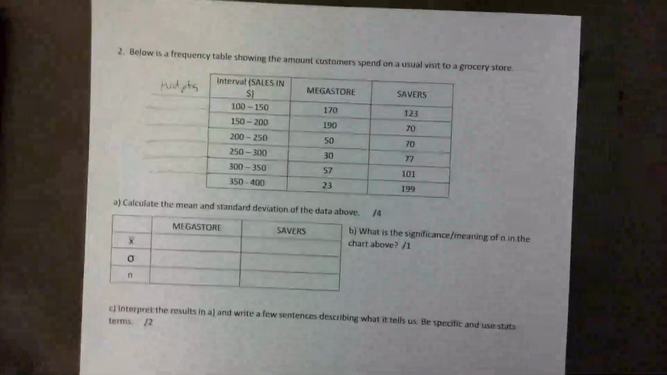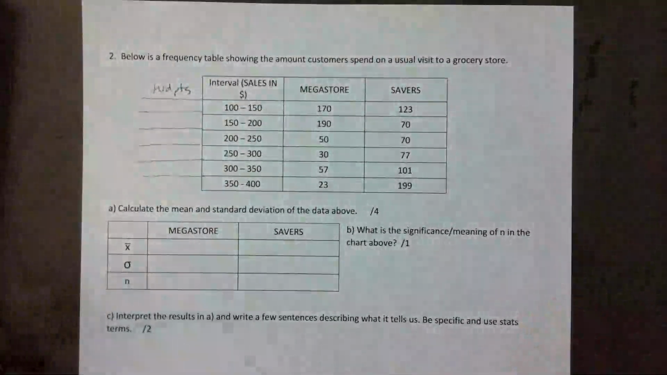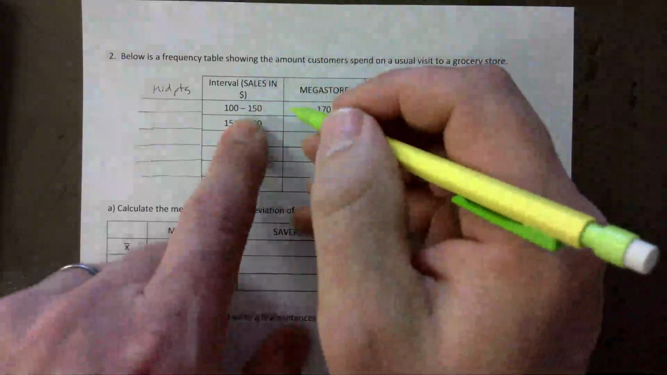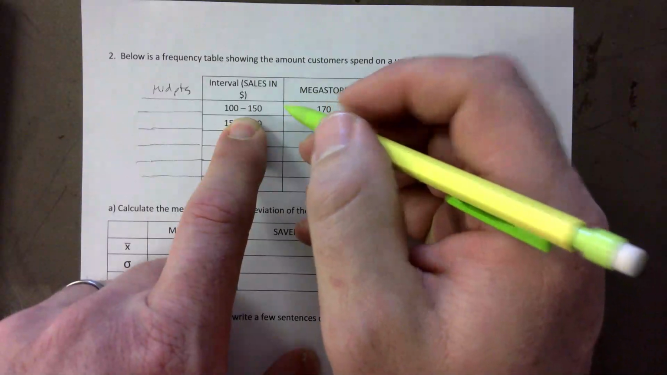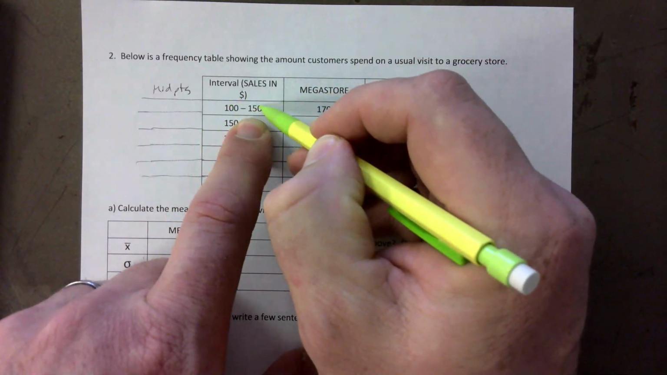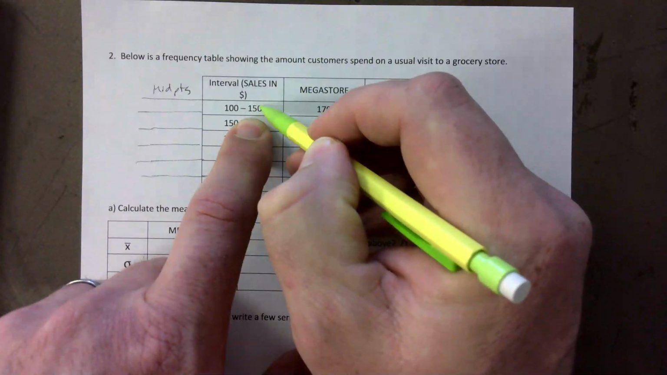I already got it started a little bit. So definitely midpoints. These are fairly easy to do, but do you remember the formula? You add them, hit equals, then divide by 2.